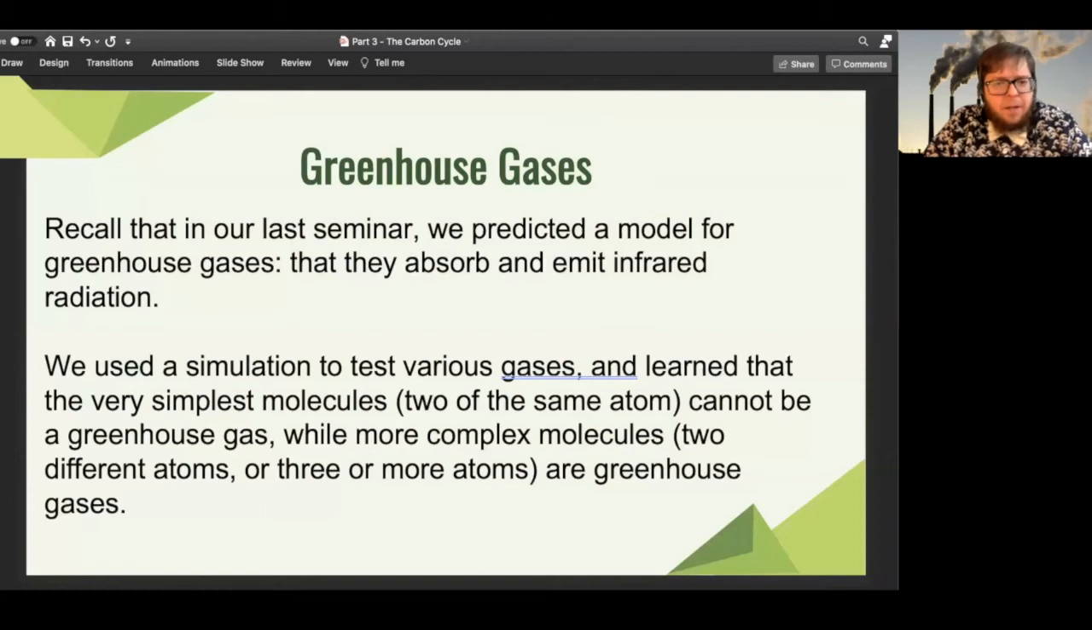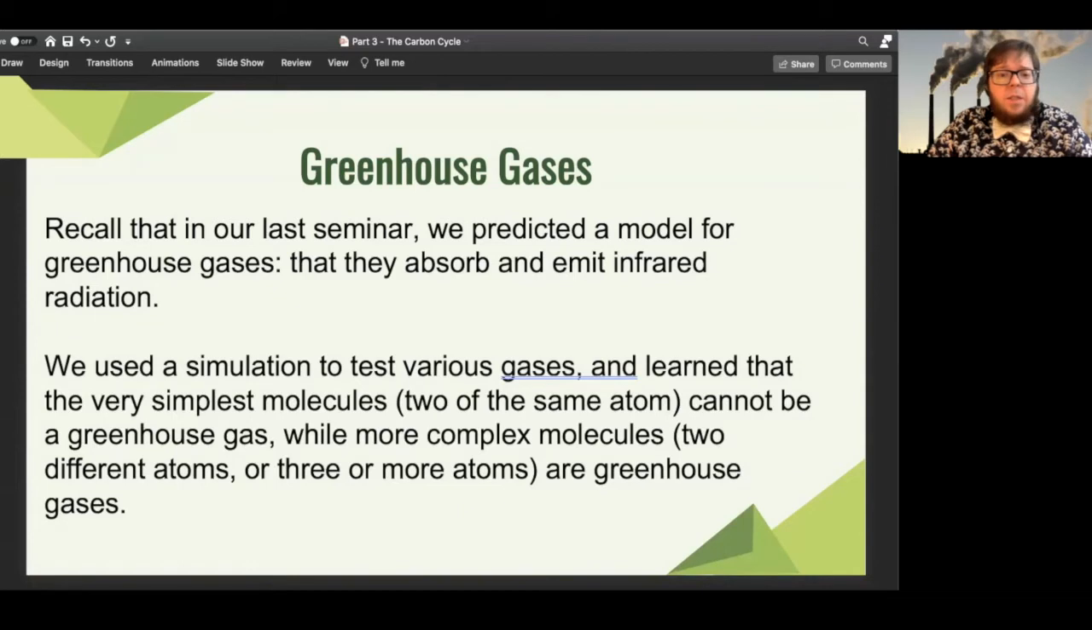We predicted a model for what a greenhouse gas is, that it has to absorb and emit infrared radiation. And by doing this, it provides the greenhouse effect to our planet, which, going all the way back to our first seminar, we very much need in order for the temperature of the planet to be comfortable for humans and lots of other life forms. So we used a simulation to test various gases, and we learned that the very simplest molecules, two of the same atom, cannot be a greenhouse gas, while more complex molecules, like 3 or more atoms, or having 2 different kinds of atoms, are usually a greenhouse gas.